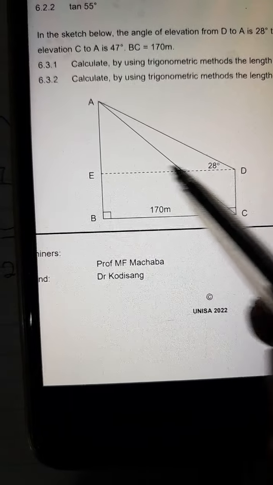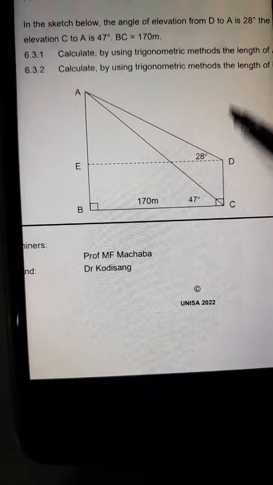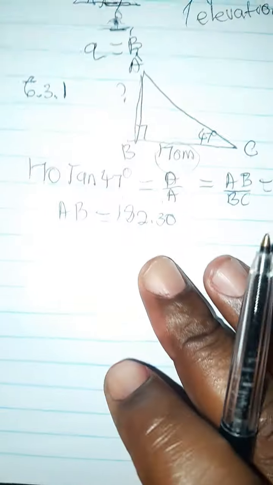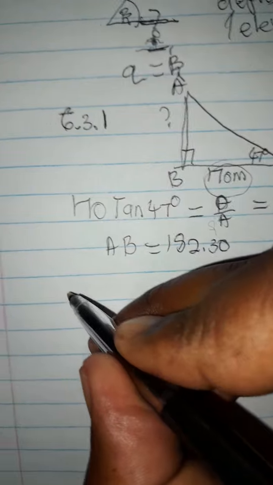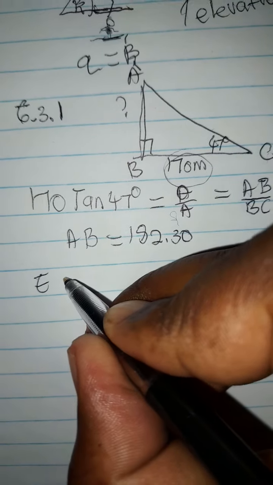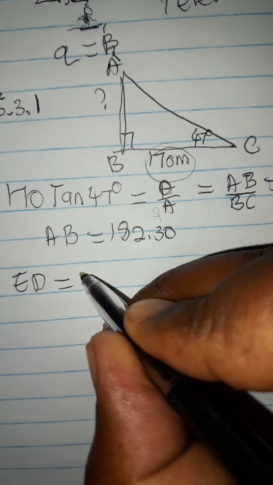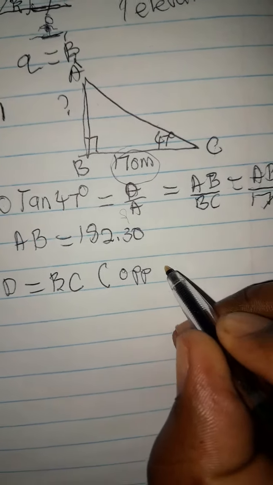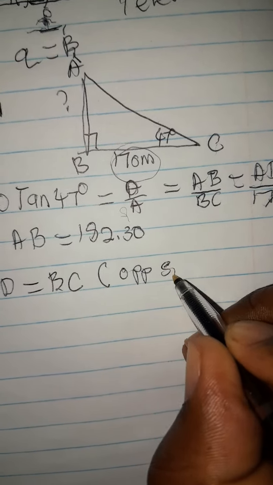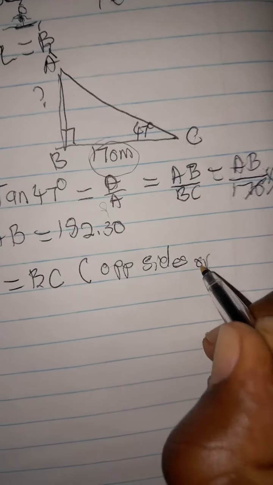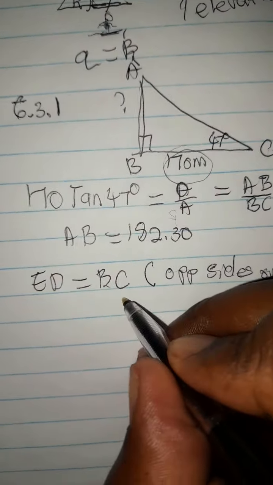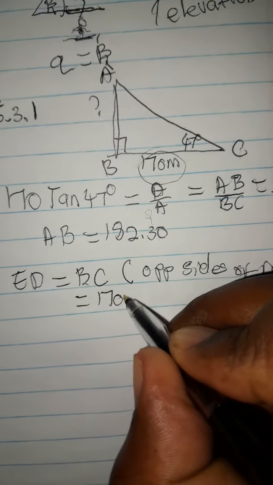And I want you to see, this is a rectangle, EBCD. The opposite sides are equal, meaning that ED will be equal to BC. So this is what I want you to apply. ED will be equal to BC. Reason: opposite sides of a rectangle. Remember that both of them are equal to 170 meter.